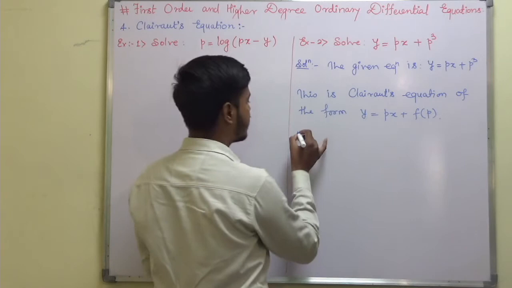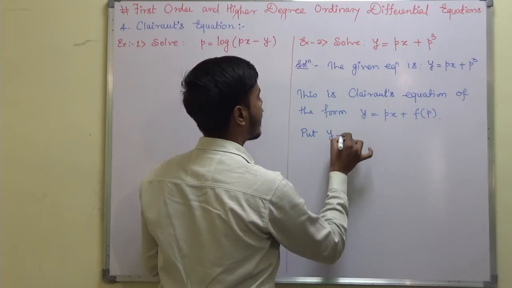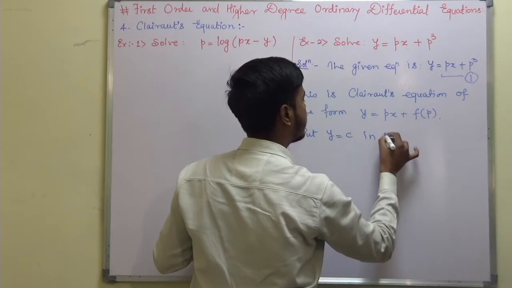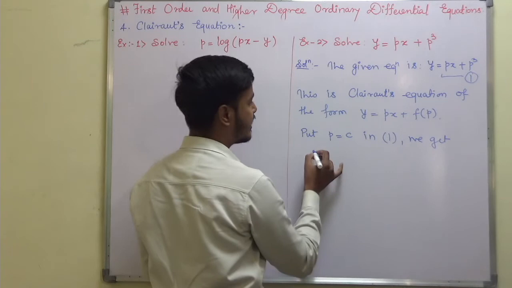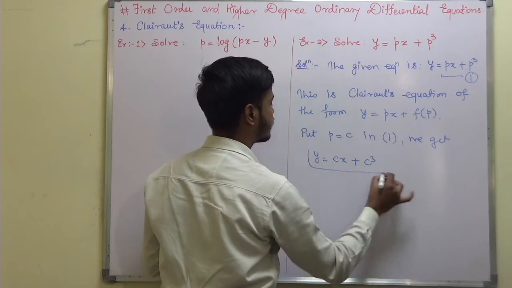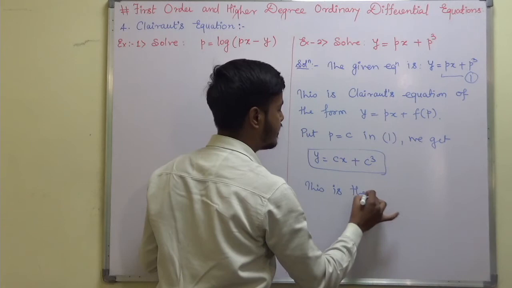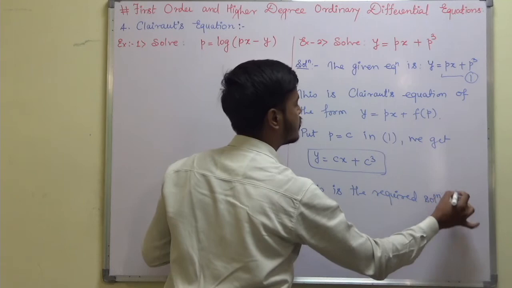Put p equal to c in equation 1, we get y is equal to cx plus cq. This is the required solution. Very simple problem. Now look at this problem.